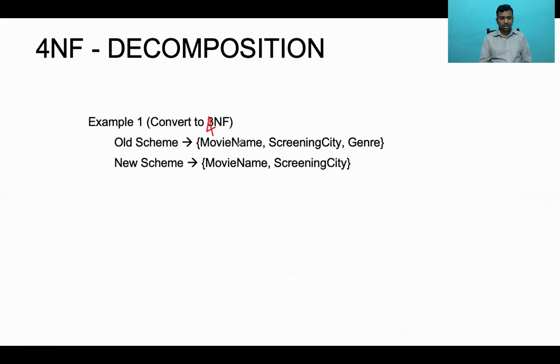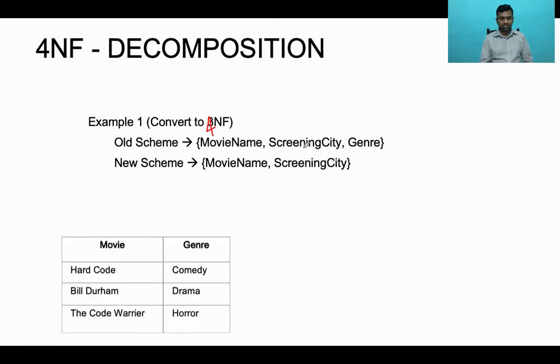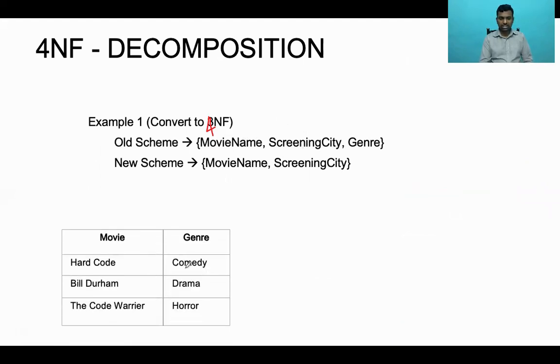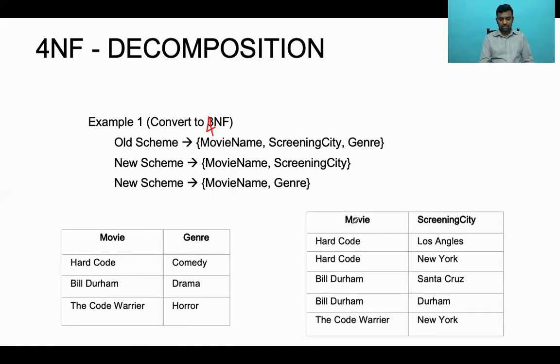Now I am dividing movie name and the screening city, and movie name and the genre, right? When I divide movie name and the screening city, here in screening city I have Los Angeles, New York. I'm dividing it as movie and the genre, and then I'm dividing it into another table as movie name and the screening city. That's how I do it.